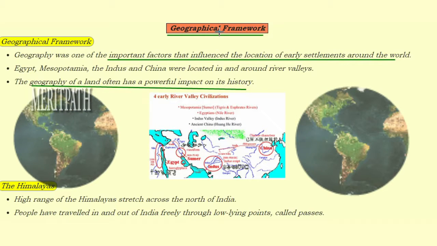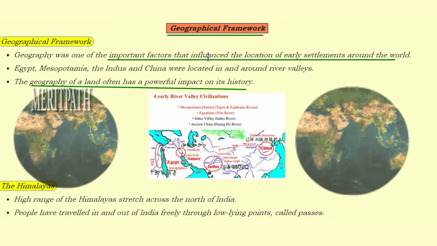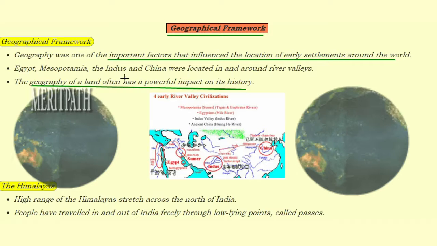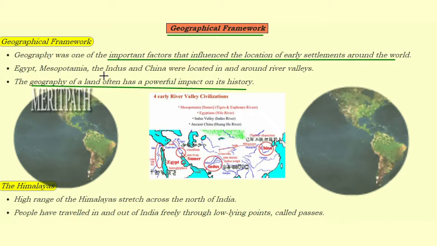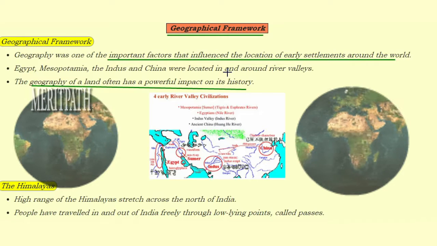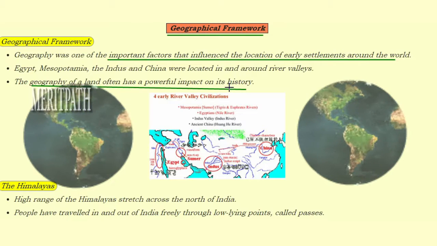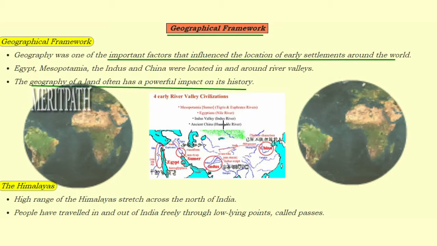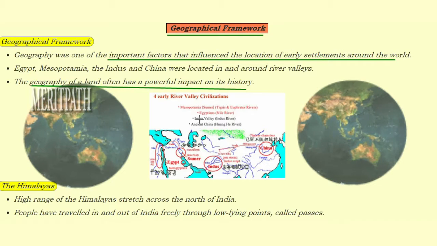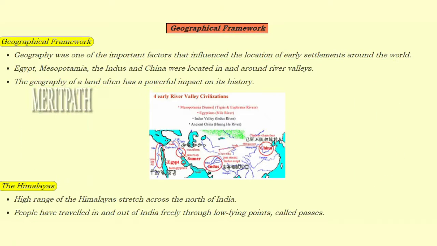So in this image we see some of the prehistoric tools. Next, let's see about the geographical framework. So the geographical framework is an important factor which influences the location of early settlements around the world. So Egypt, Mesopotamia of Iraq, Indus, China, all these places are located in and around river valleys. And the geography of a land has a very powerful impact on ancient history. So in this image we see the four early river valley civilizations: Mesopotamia, Egypt, Indus and ancient China.